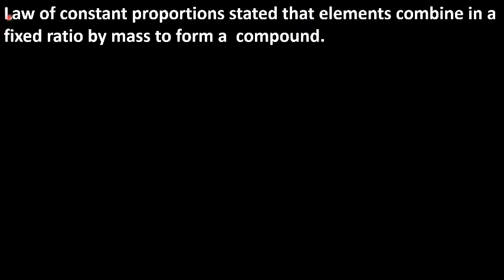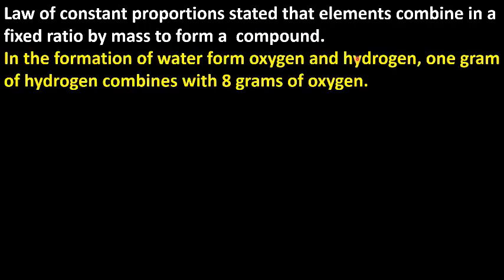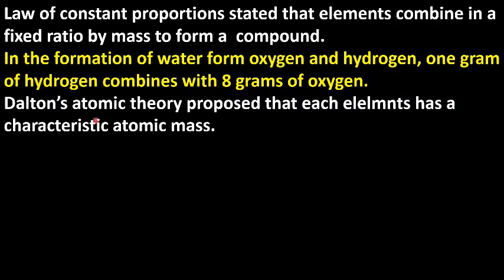Now, in the previous module we discussed the laws of chemical combination, that is law of conservation of mass, law of constant proportions, law of multiple proportions. The law of constant proportions stated that the elements combine in a fixed ratio by mass to form a compound. In the formation of water from oxygen and hydrogen, 1 gram of hydrogen combines with 8 grams of oxygen. That is, the mass ratio of hydrogen to oxygen is 1:8.